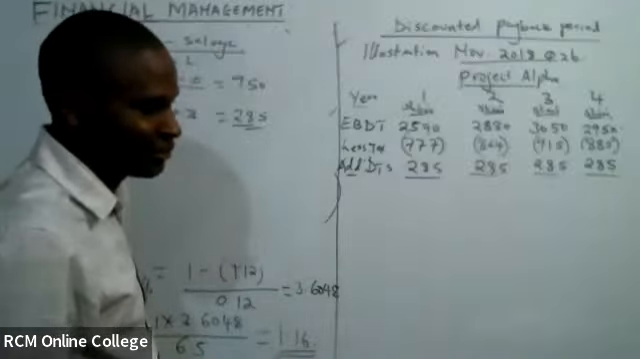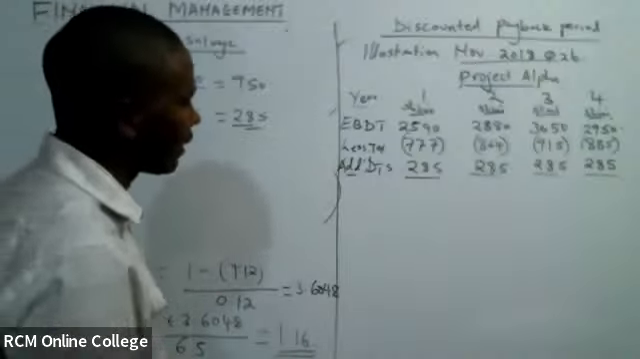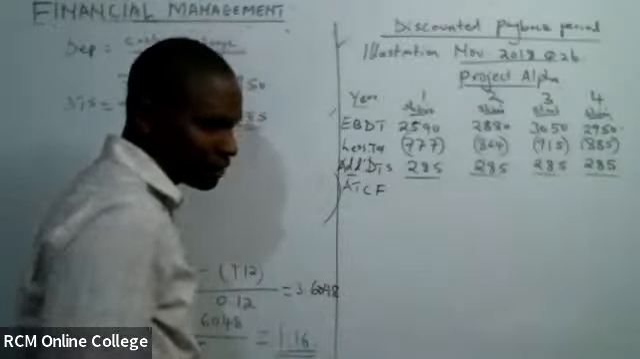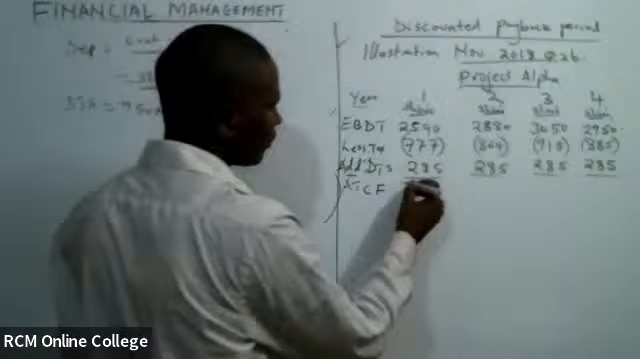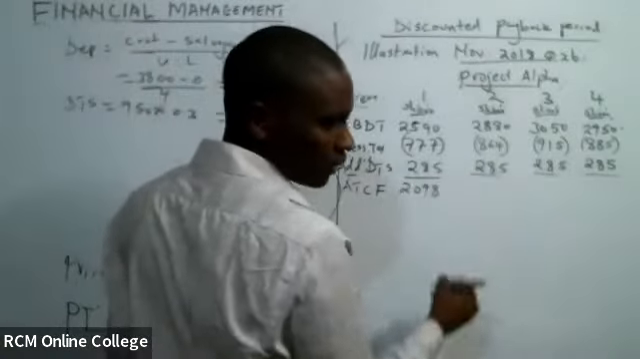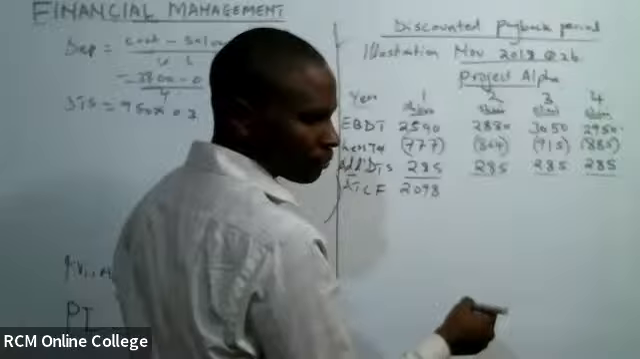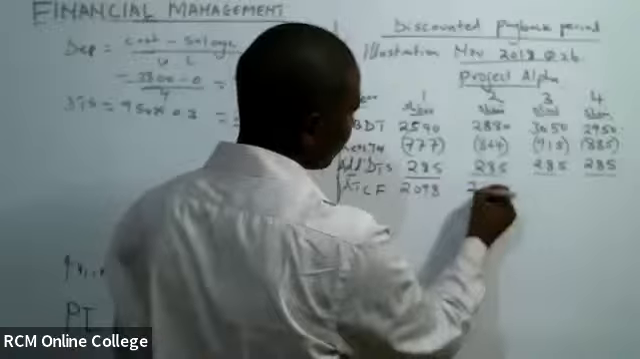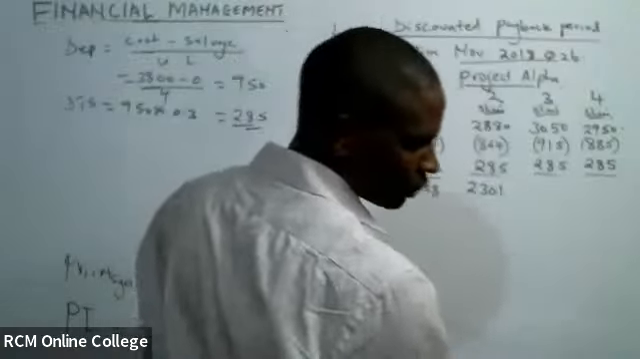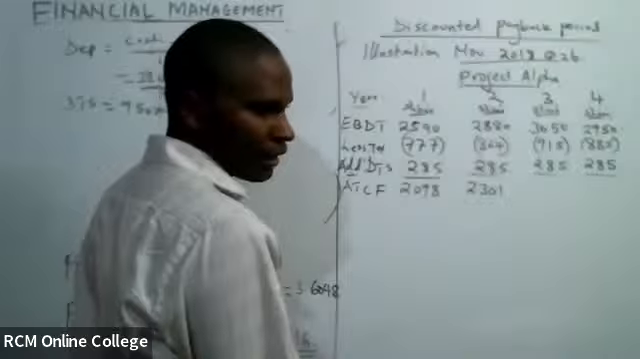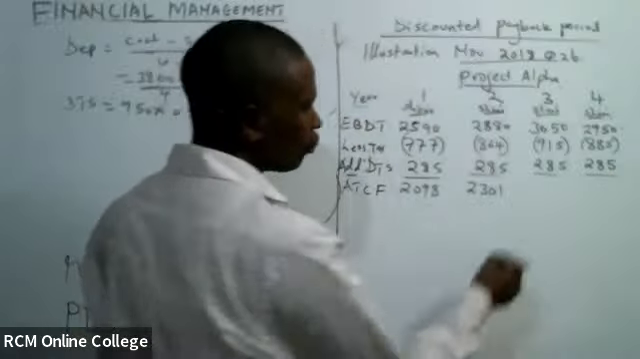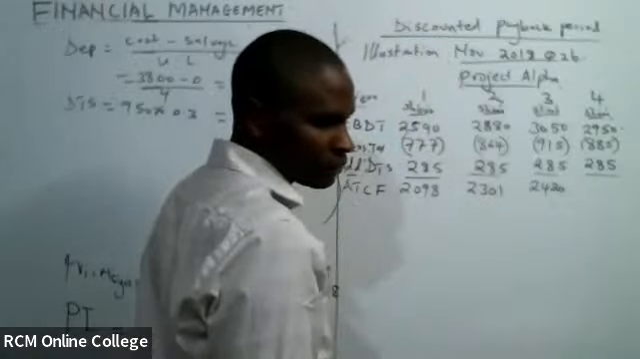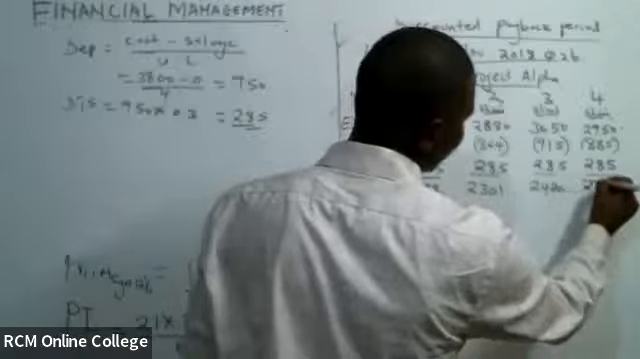Yes, that's true. So the first one, let's get our after-tax cash flow. Now let's get ours: 2098. Second, third, fourth, like that. 2301. Third one? 2420. And the last one, 2350.